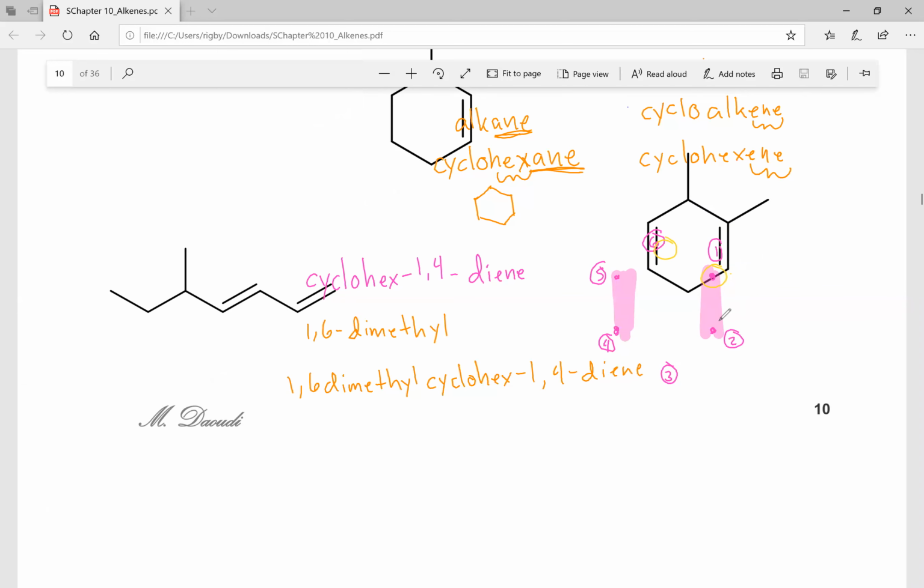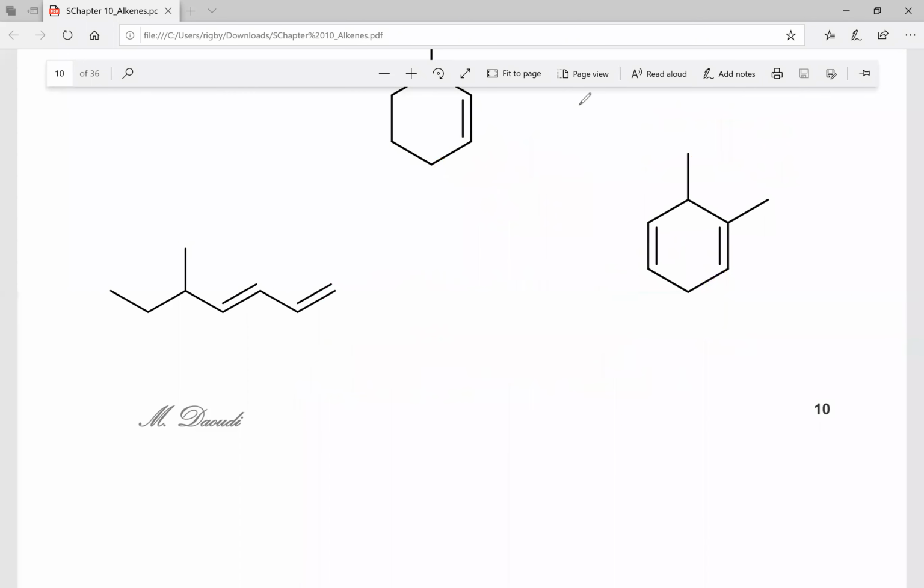Oh yeah, sorry, I dropped that. I probably drew it, but my pen didn't pick it up. But yes, there's a dash between 1 and 6, and then dimethyl-cyclohex-1,4-diene. Okay, so now let's move on.